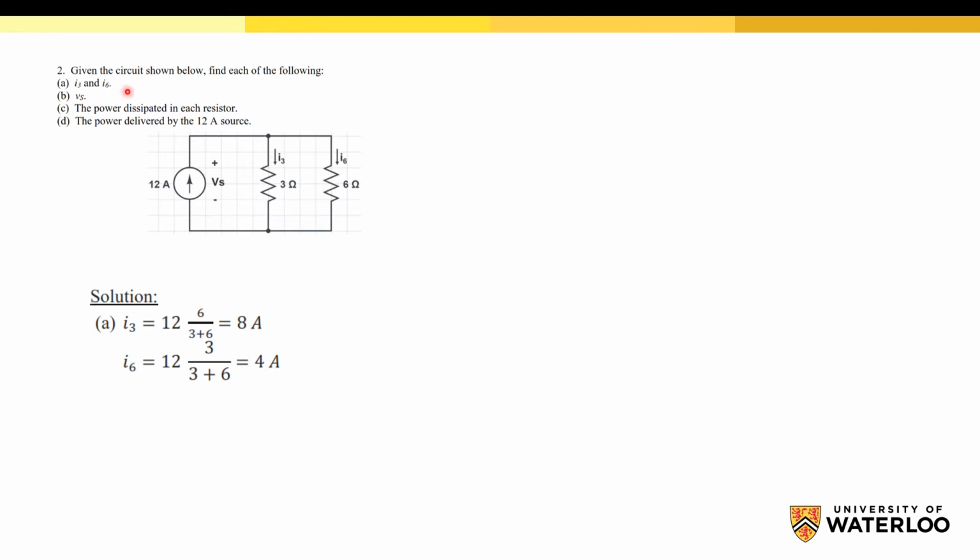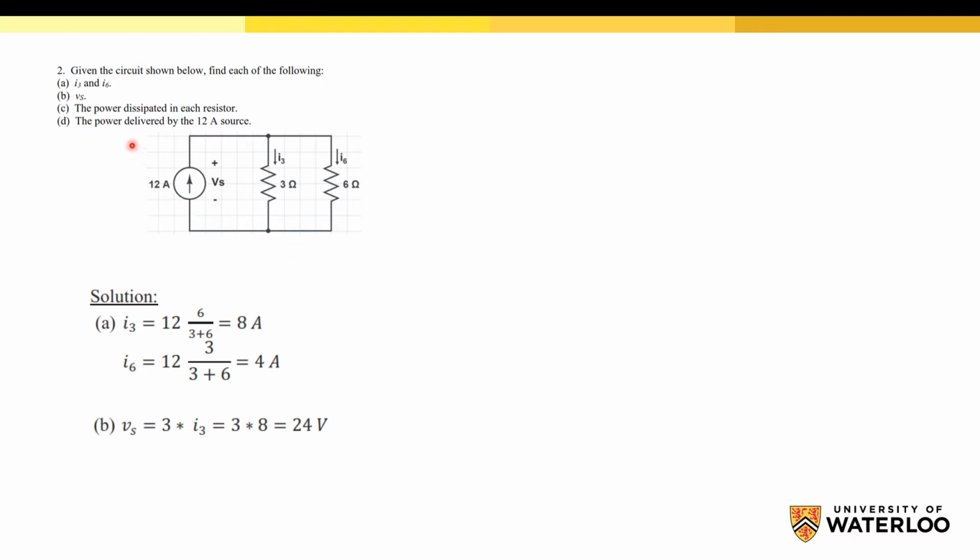Now we need to calculate the voltage across the current source. So this voltage is the same voltage across the 3 ohm and the same voltage across the 6 ohm because all of these elements are connected in parallel. So Vs is equal to I3 times 3 or I6 times 6.